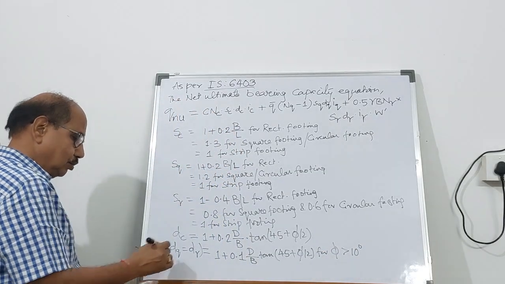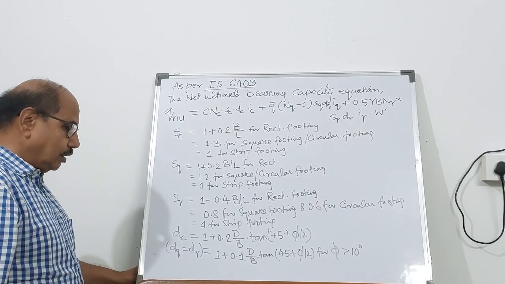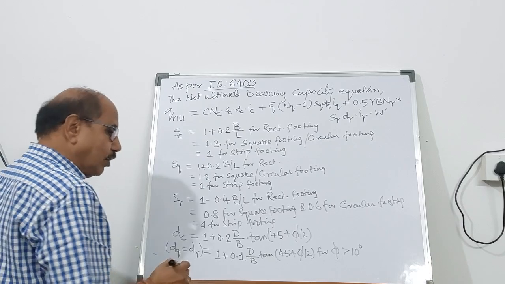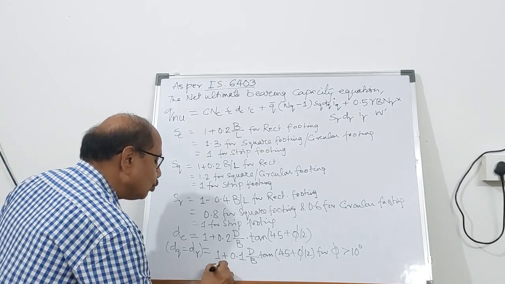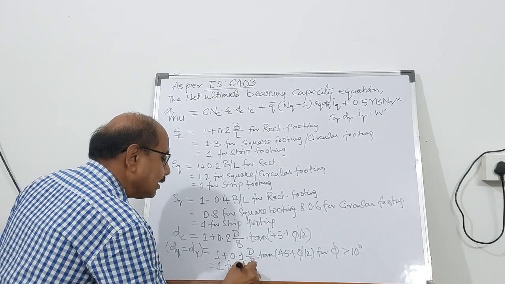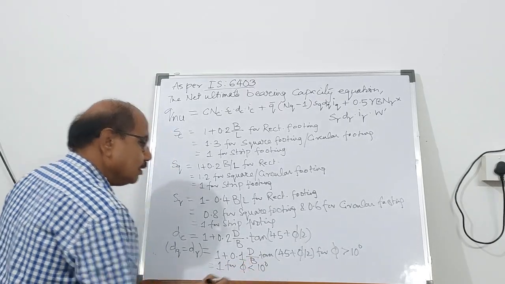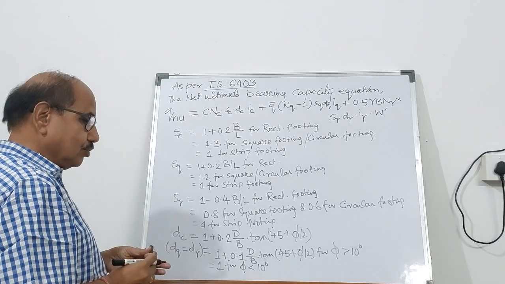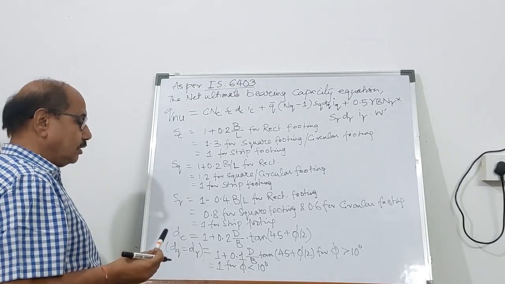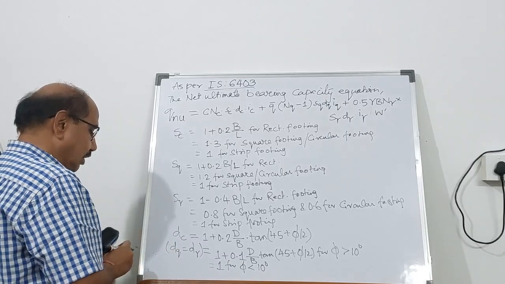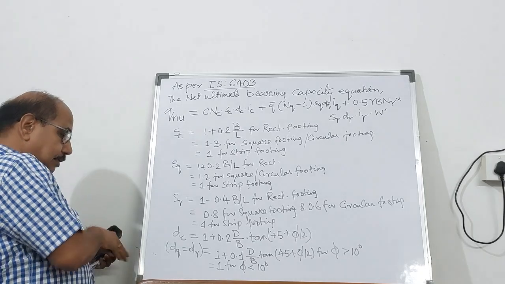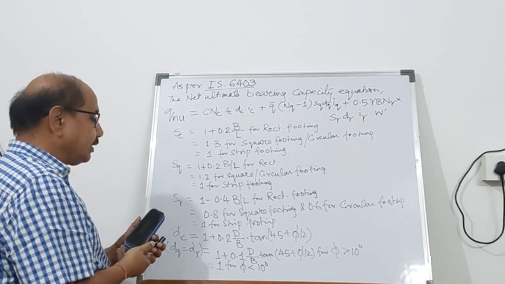So this you should remember: Dq and D gamma are equal to 1 for phi less than 10 degrees. So if the value of phi is less than 10 degrees, then the value will be 1. This way you can calculate the depth factor.